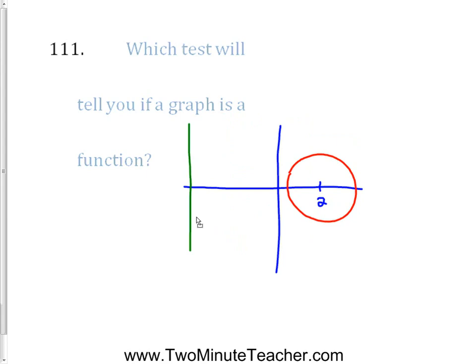Let's say that I'm at 2 over here. If my input is 2, then I'm going to put my line right there at 2. I'm saying that that input of 2 has 2 outputs. This right here and that right there. So it has 2 outputs, or 2 f of x's, you could say. So one input has 2 outputs. That breaks the rules, and you can't do that. So that's called a vertical line test, and it tells you if something's a function. It should never touch twice like that.